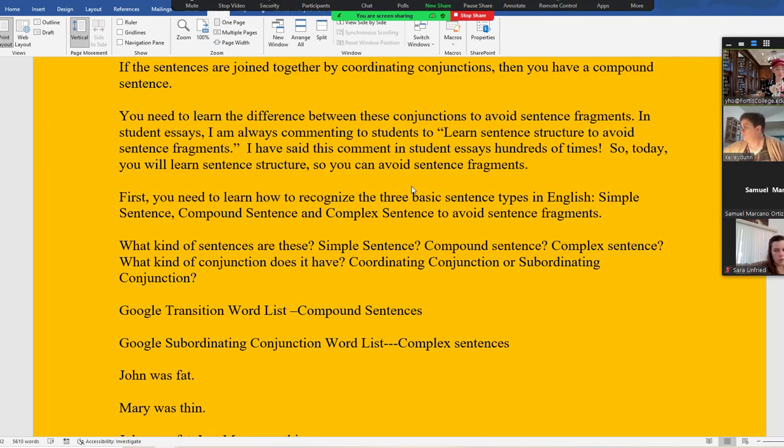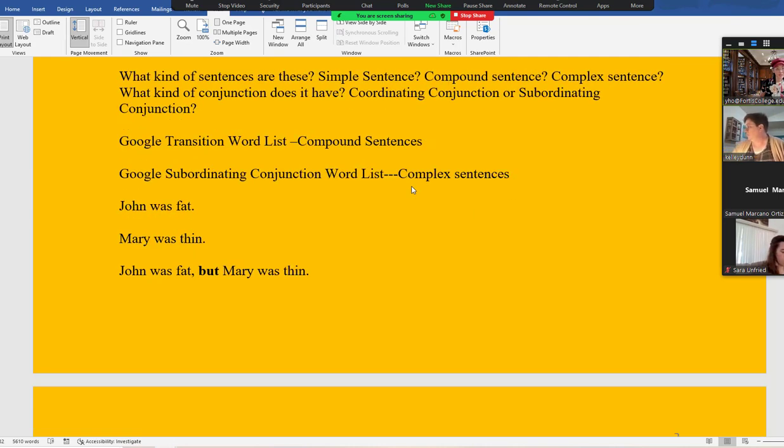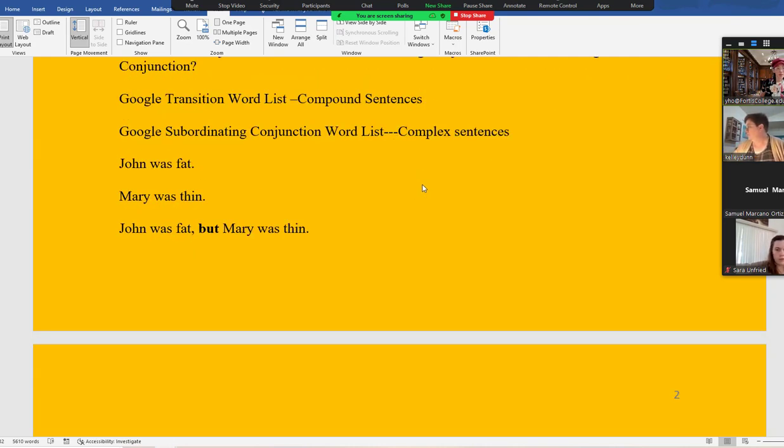Here I'm going to go over some of these sentences, see if you know which sentence is which. John was fat. Is that a simple, compound, or complex sentence? Simple. Yes, it's simple, just like her screen was frozen. That's a simple sentence. Mary was thin. So this has a subject, it has a verb, and it has an adjective.